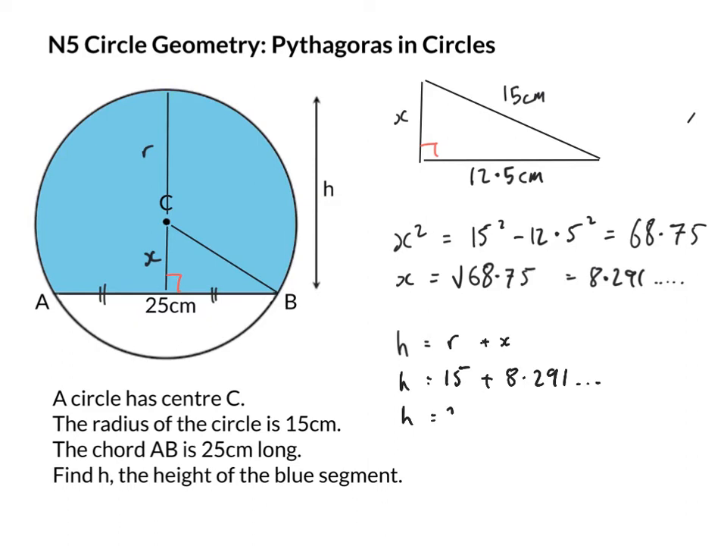That's going to give me 23.291, which I can round off sensibly. I'm going to round this to 2 decimal places. 23.29 centimetres to 2 decimal places.